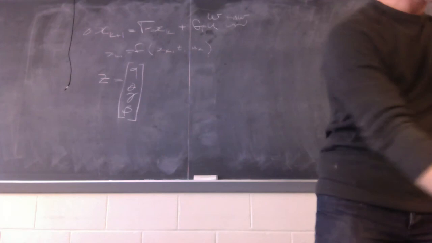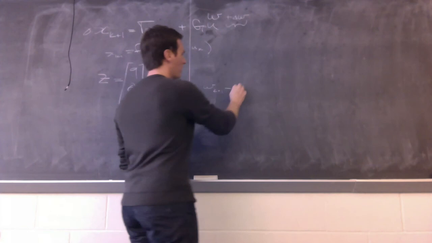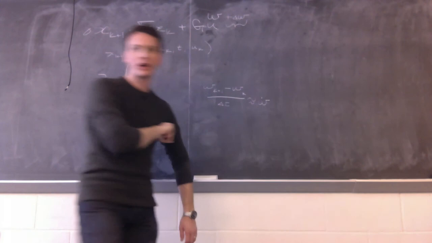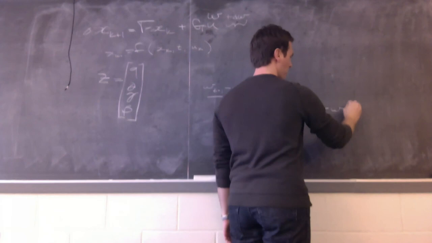I could be completely naive about it, and I could simply say, I got this rotation rate at k plus 1, and I got that rotation rate at k. And then that's giving me kind of an omega dot, and I know that omega dot is going to be the inverse of the moment of inertia times the torque, minus the rest.